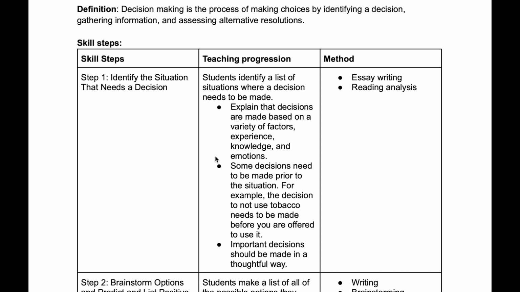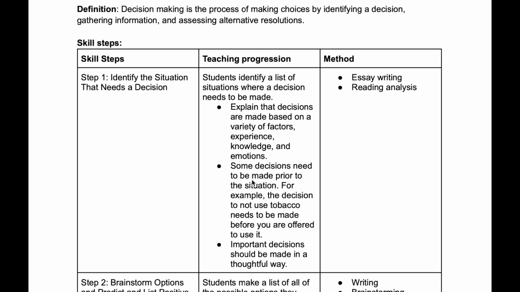What we're going to be doing is asking the student to identify a list of situations where a decision needs to be made. So the teacher can explain that decisions are made based on a variety of factors: experience, knowledge, and emotions. And then some decisions need to be made prior to the situation. For example, the decision to not use tobacco needs to be made before you are offered to use it. And important decisions should be made in a thoughtful way.